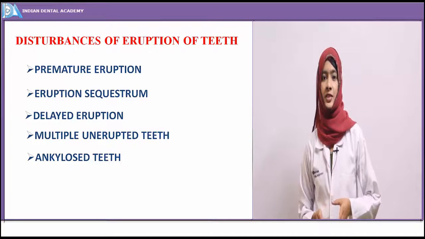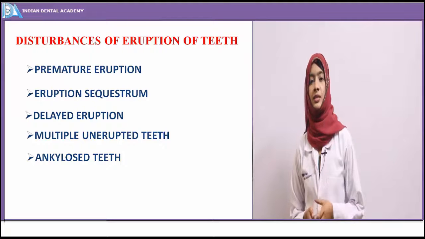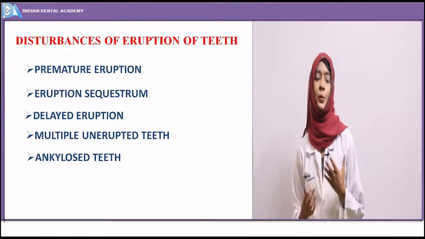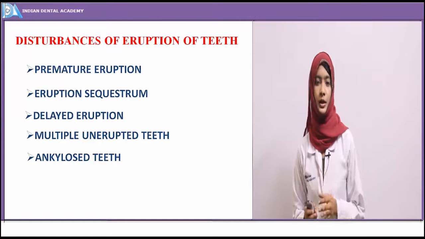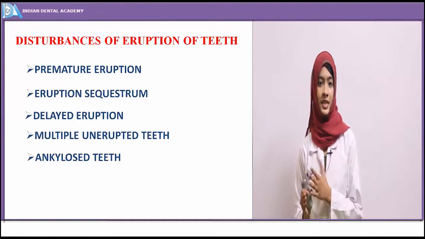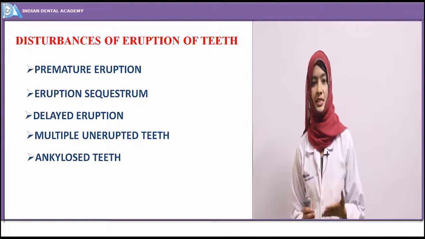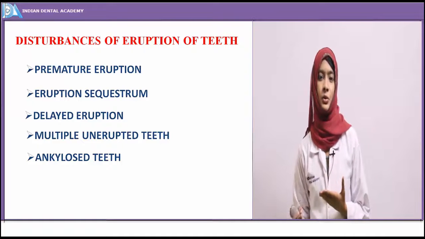So today's topic for discussion is disturbances of eruption of teeth. You know that deciduous teeth and permanent dentition both have different times of eruption. Deciduous teeth are normally seen from the time of 6 months after the child is born. After 6 months the mandibular central incisors start developing, and so it goes on like that.